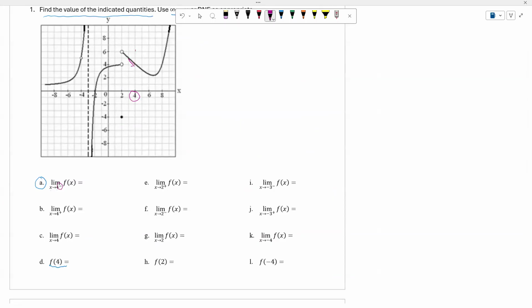is equal to 4. From the right, my output again is equal to 4. So based on this, my limit exists, it is equal to 4. And also f of 4 is equal to 4. So you will see that this example right here, from A to 4, it just tells me that we have a continuity at x equal to 4.